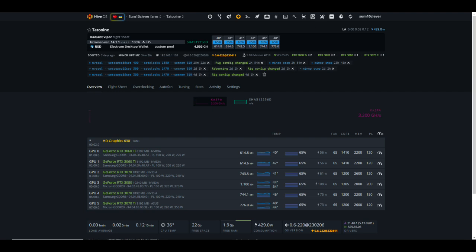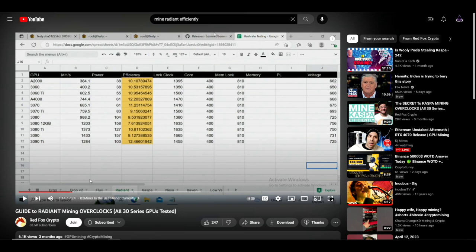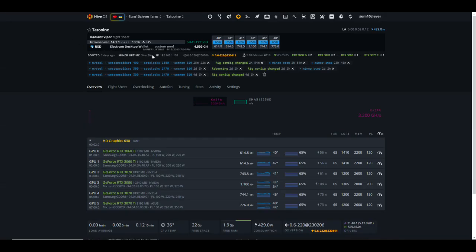Now, there are other overclocks out there. Red Fox put out a video about 3 months ago with his overclock settings for Radiant. He's also using BZminer, and you can see he's got a variety of different locked core clocks, but he is still using the core offset of 400. Now, I've heard from some people that 400 is not stable, but right now I'm sitting at about an hour on every single rig with no rejected shares and no instability issues. So I personally think that those are safe to run.